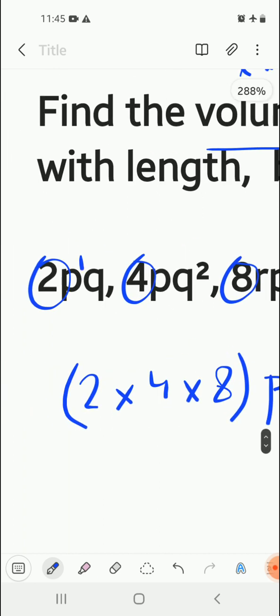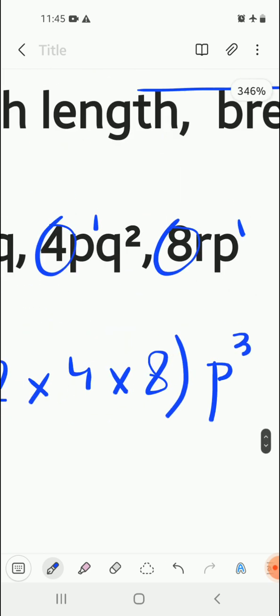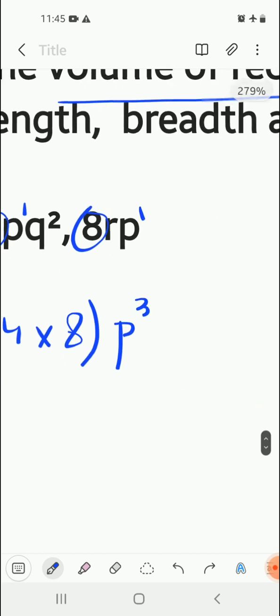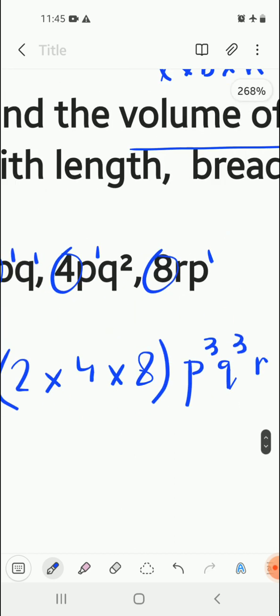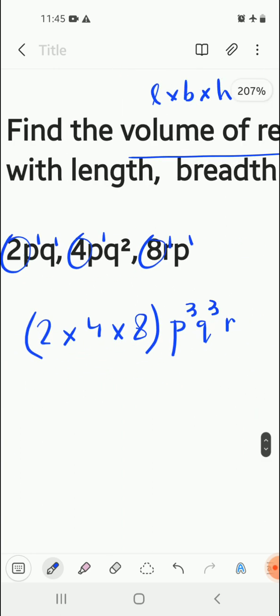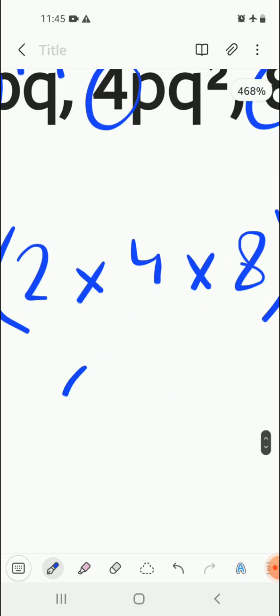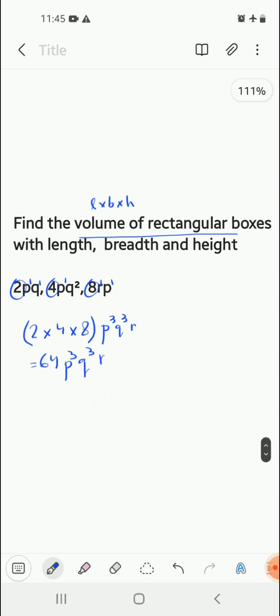So we have p over here, so p to the power 1, p to the power 1, and here p to the power 1. It becomes p cube. Again we have q, that is q to the power 1, q to the power 2, that is q to the power 3 and nothing else. So q to the power 3. And r we have only 1 here, so r remains as it is. After this, multiply 4 into 2, 8, 8 8s are 64. So this becomes 64 p cube q cube r. So it's done.